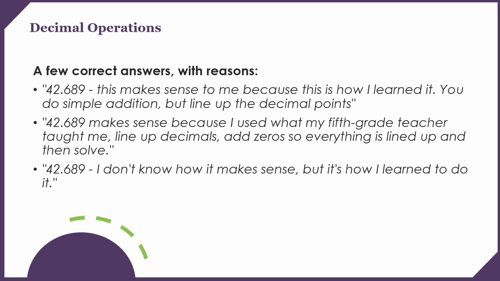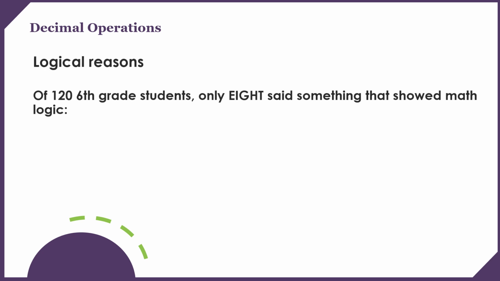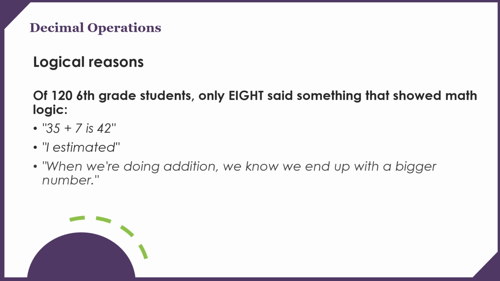So again, they got the correct answers, they followed the correct rules, but they didn't really have any other reason for it making sense. Of the 126 grade students in my math class, only 8 said the answers made sense because 35 plus 7 is 42, or because I estimated, or when we're doing addition, we know we end up with a bigger number. So at least there was a little bit of logic there.